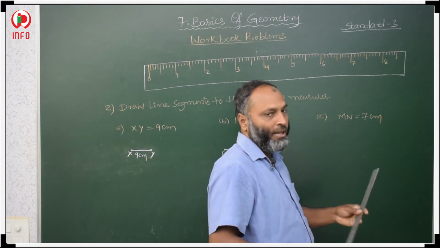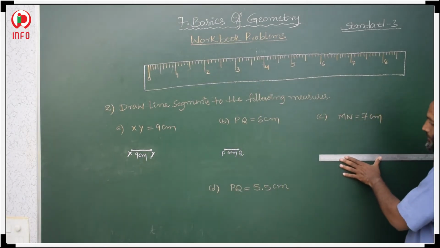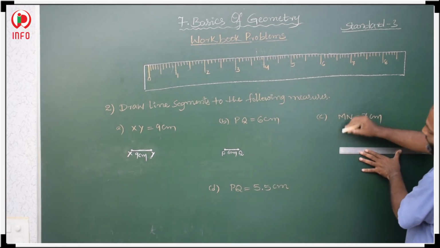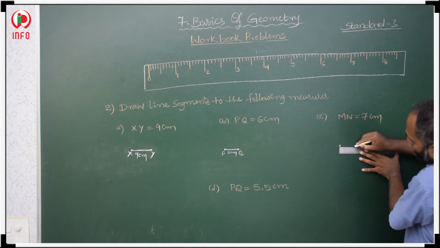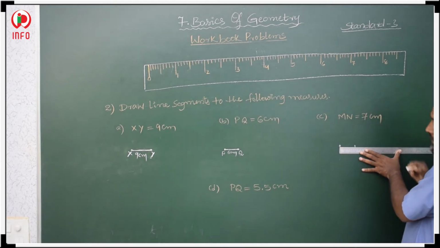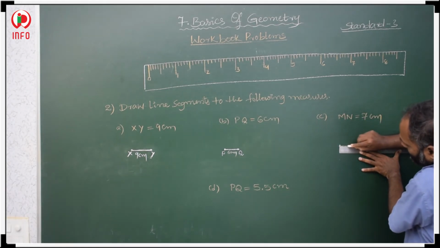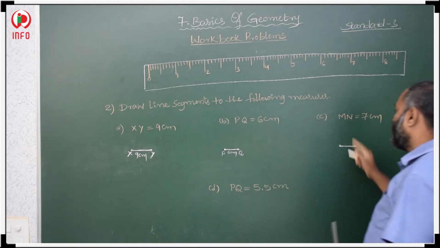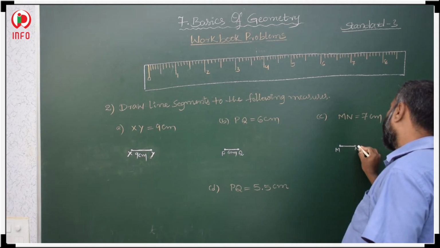Again the same. We have to take the scale and keep the scale horizontally like this, exactly below this, and take the first point at 0 and the other point at 7. You mark 2 points, then join these 2 points, okay. Then you will get the line segment, and after that remove your scale and mark your M point. Initial point is M and your next point is N.